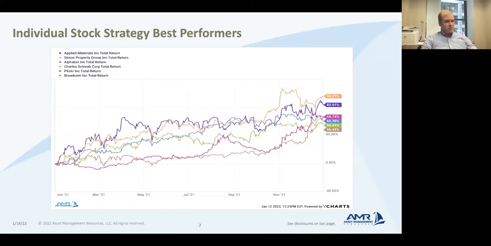Simon and Schwab were deeply undervalued and continue to have consistent performance. Broadcom and Applied Materials are beneficiaries of the semiconductor boom. Alphabet has benefited from a boom in digital advertising. And finally, Pfizer is repricing because of the COVID vaccine and antiviral treatment that has gotten a lot of press, and it obviously has done well for the stock.